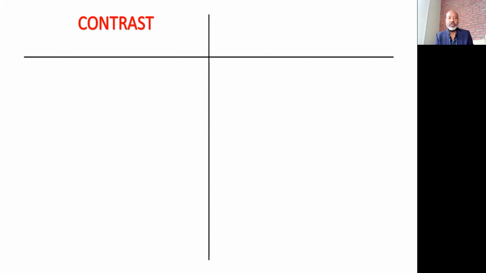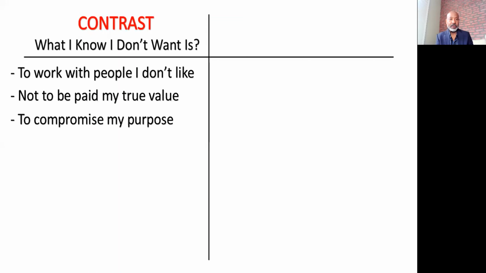And what I want you to do is on the left-hand side where it says contrast, I want you to write down this question. What I know I don't want is. You're going to ask yourself this question, and when you speak it out loud, your subconscious mind, its job is to find an answer for you. So you're going to say, what I know I don't want is. And your mind's going to dig in and find all of the answers to make that statement true. So here are some examples that I wrote.